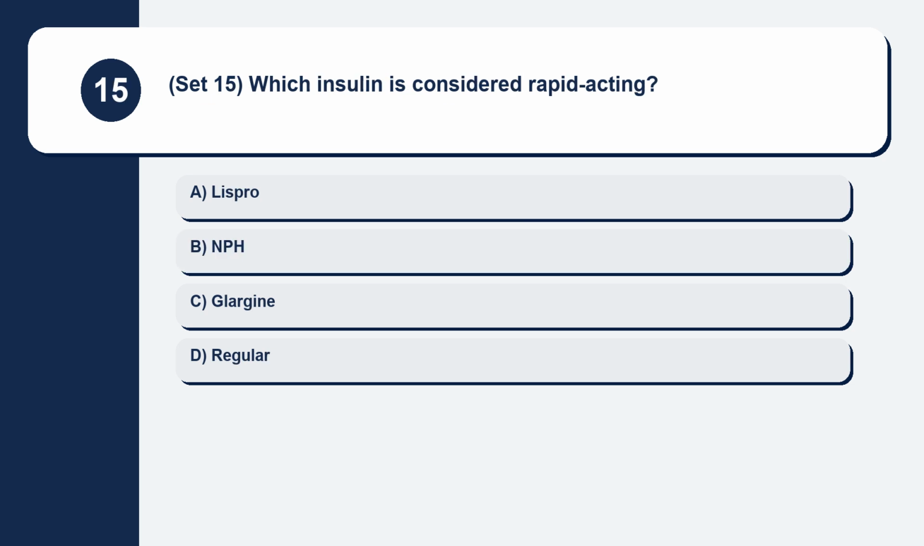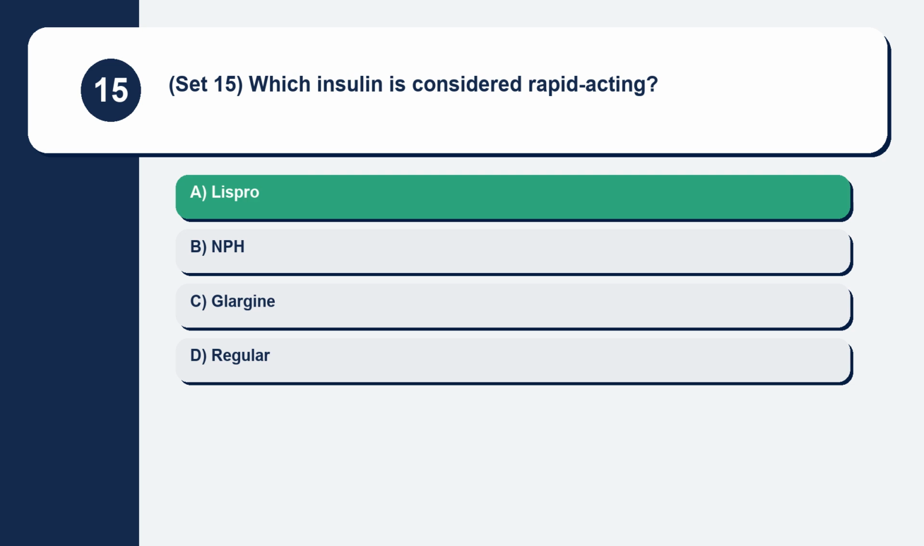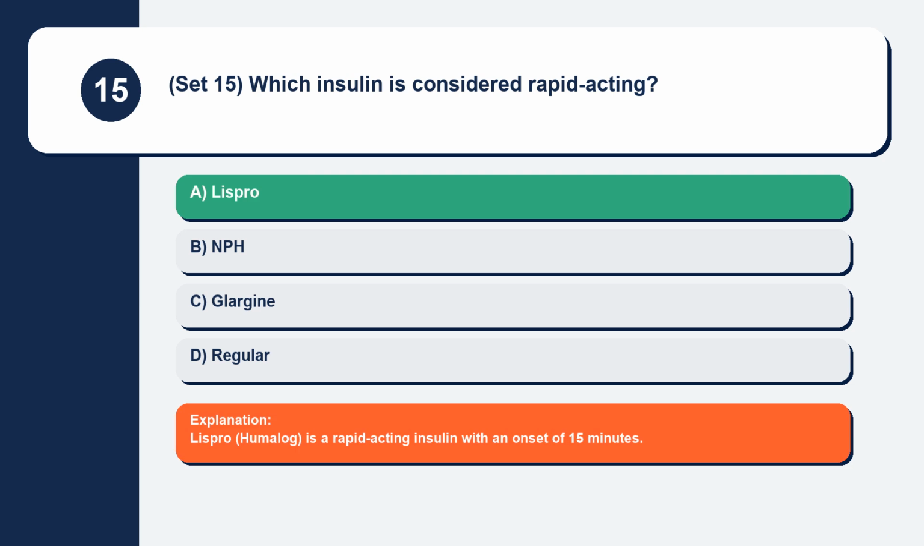Question 15, Set 15. Which insulin is considered rapid-acting? Lispro, NPH, glargine, regular. Lispro, Humalog, is a rapid-acting insulin with an onset of 15 minutes.